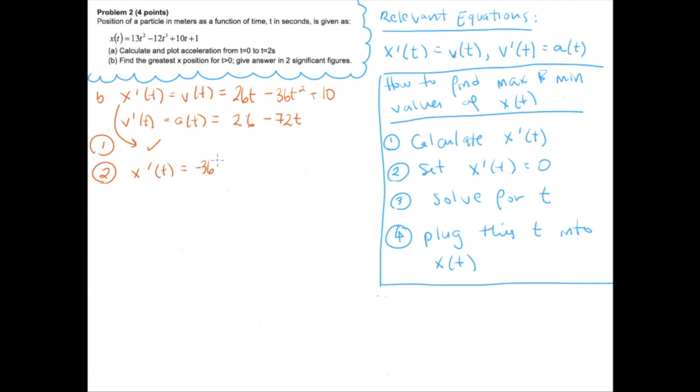And again, that's equal to 26t minus 36t squared plus 10. And I am just in part 2, where we're setting x prime of t equal to 0, I just rewrote that. I switched the positions of minus 36t squared and minus 26t because that's how we're used to seeing polynomials. All right, and then step 3 is solve for t.